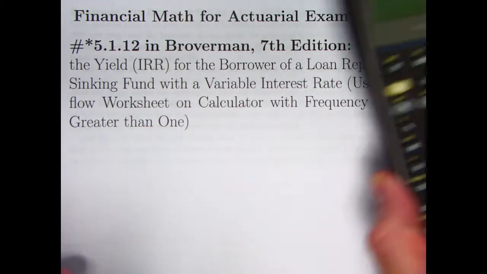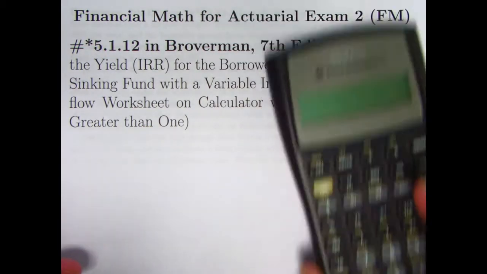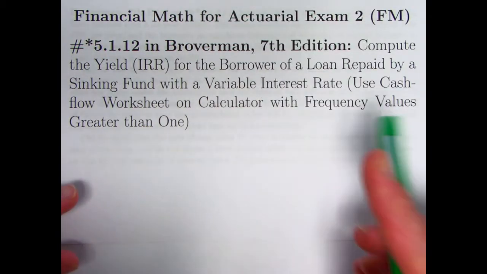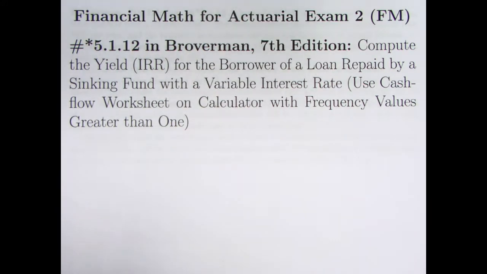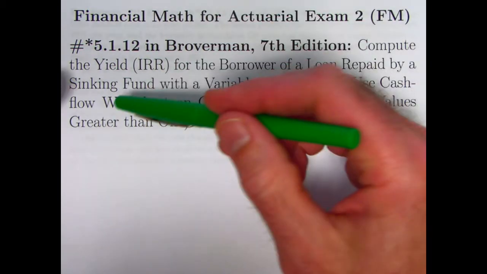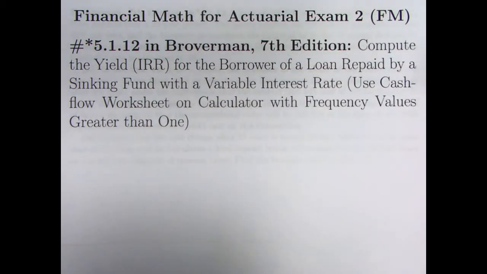We'll take the opportunity to use the cash flow worksheet on a calculator again, and in fact, we'll also make use of something new, frequency values that are greater than 1. That will be a useful thing. As you can see here, we'll also take the opportunity to review what a sinking fund is. That'll evidently be useful. And one more thing to review, we will review the formula for the accumulated value of an annuity immediate, which we have not used in a while.